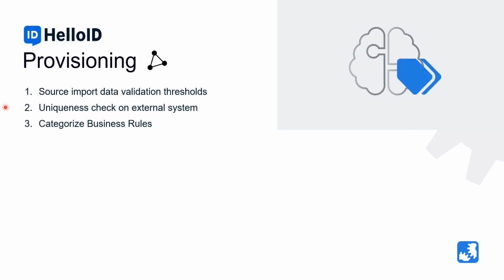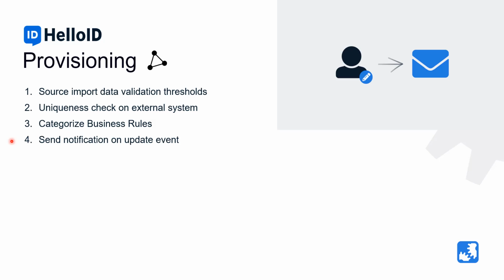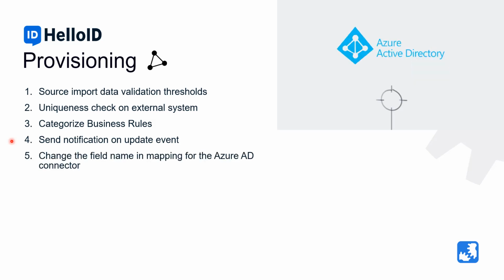A small change, but I think it's a welcome change. If you have a lot of business rules, now you can group and categorize them. It makes it easier to filter and to find the correct business rules you want to manage. A smaller one is that you can have a notification on the update event. You can see the previous value of the attribute and the new value, and you can send that notification, for example, to the end user or to the manager of that person. The last small change is just a change in the field name. I'm not going to demo this new functionality, but I will show you the 4 items.